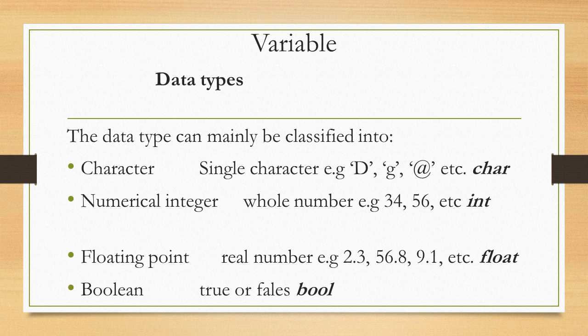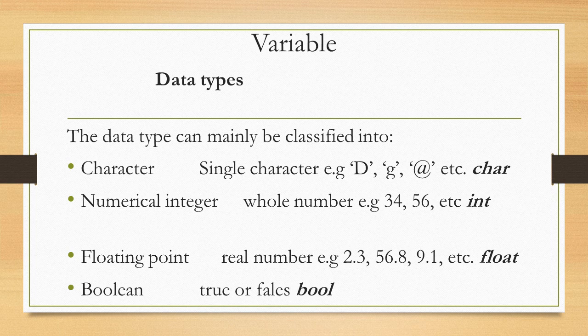They can mainly be classified into one: character. For example, a single character, something like D, G, A, C, etc. It is represented in C++ as char, C-H-A-R. Whenever you want to declare a variable to be of data type character, it can accept just a single letter, maybe like your grade. Maybe you want the user to type a grade, just a single letter, whether A or B or C. You can declare such a variable to be of data type character.